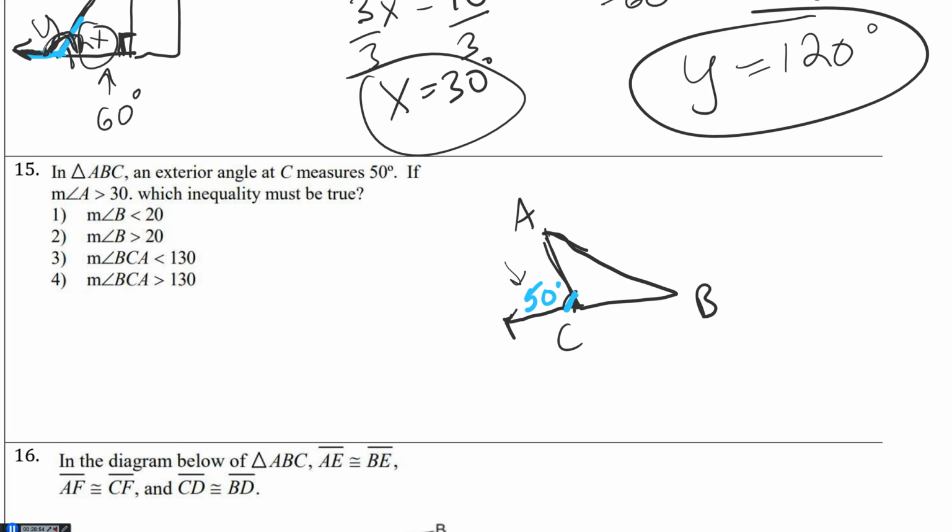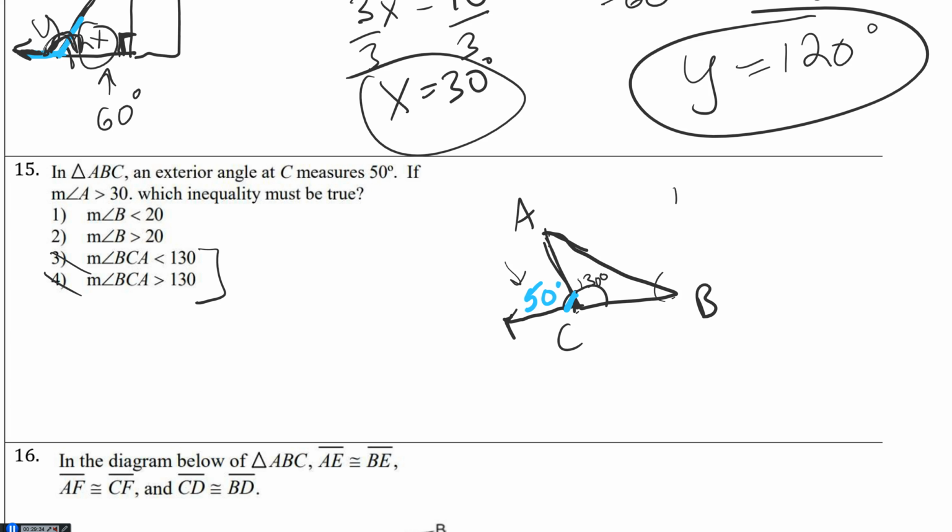So if the exterior angle here is 50 degrees, the interior angle here is 130 degrees, because remember they need to be supplementary. And let's see if that helps us. I'm going to look at answer choices 3 and 4 first. The measure of angle BCA. So BCA, that black angle I just measured there. That's not going to be less than or greater than 130 degrees. I know it needs to be strictly equal to, because I already know the exterior angle there. So the question is what to do about angle B.